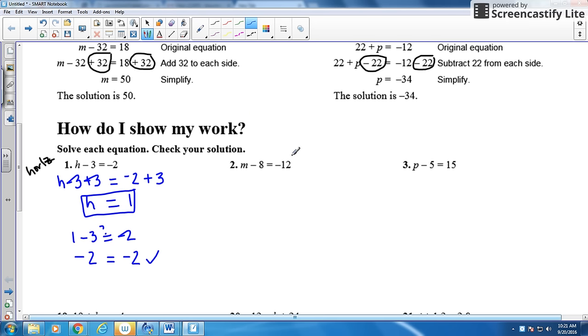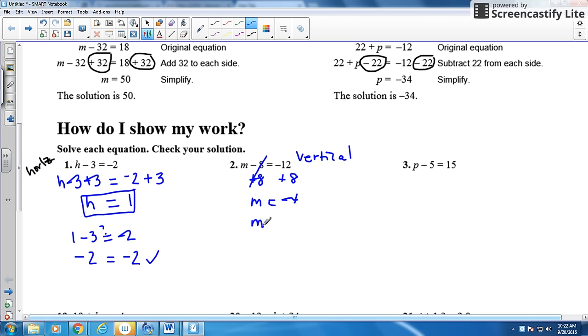Now, to give you an example of what I would call the vertical method of showing your work, I don't know what's wrong with my pen today. It's not working very well. Here's how I do my work. Okay, so if I have this equation, m minus 8 equals negative 12, underneath it, I would just say I'm going to add 8 to this side, and I'm going to add 8 to this side. Minus 8 plus 8 cancels out to be 0, so I've isolated m. And then negative 12 plus 8 gives me negative 4.